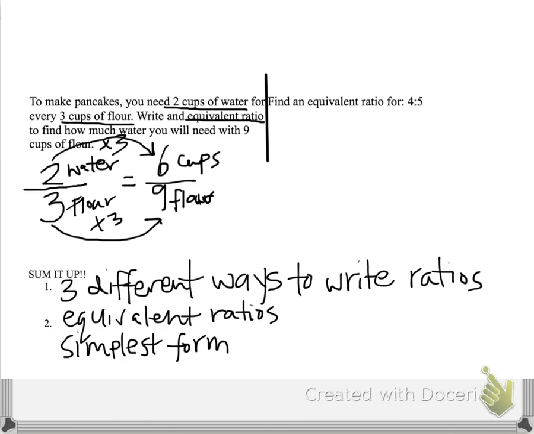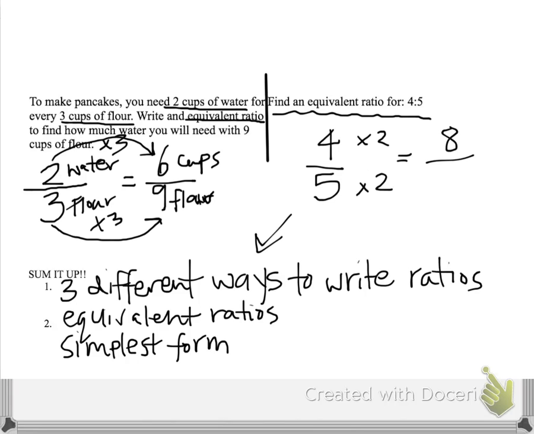And then this example here, find the equivalent ratio of 4 to 5. I'm just going to rewrite that as a fraction, which is one of the 3 ways of writing a ratio. And for the sake of staying consistent, I've asked you guys to use 2 when finding equivalent ratios. So your answer for this would be 8/10.